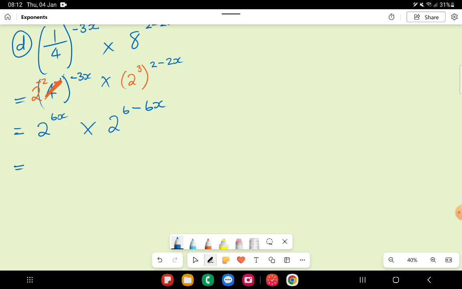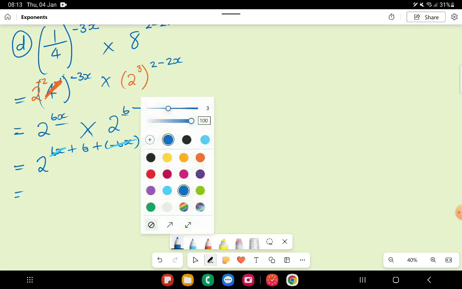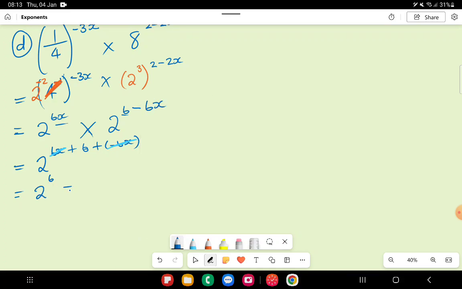So then what happens here is I've got a base of 2. I got 6x, that's that one. Plus, because I'm multiplying, I add exponents. 6x plus -6x, and then I can say 6x and -6x cancel out. So what do I have left? I have 2 to the power of 6, which is a total of 64. Let's check. 2 exponent 6 is 64. There we go.